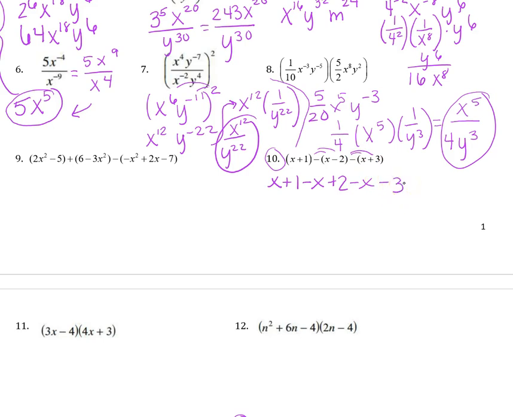Okay, then from there we're going to combine our like terms. So I've got x, negative x, negative x, and I've got 1, 2, and negative 3. My x's are going to cancel right here. Here's x and a negative x, so I still have a negative x here. And then I got 1 plus 2 is 3, minus 3 is 0, so your final answer is negative x.